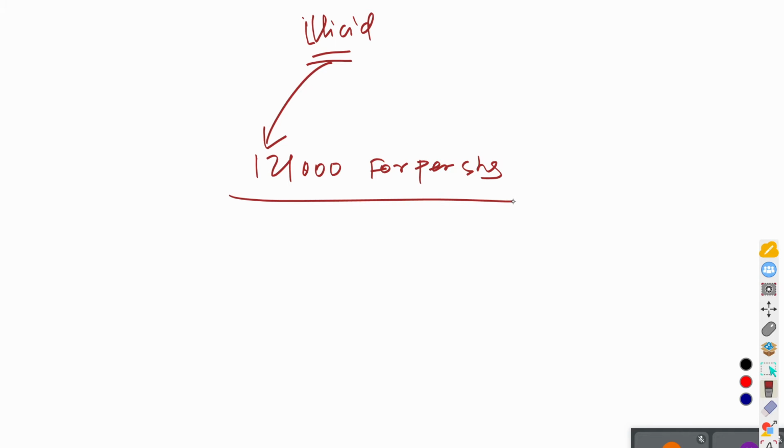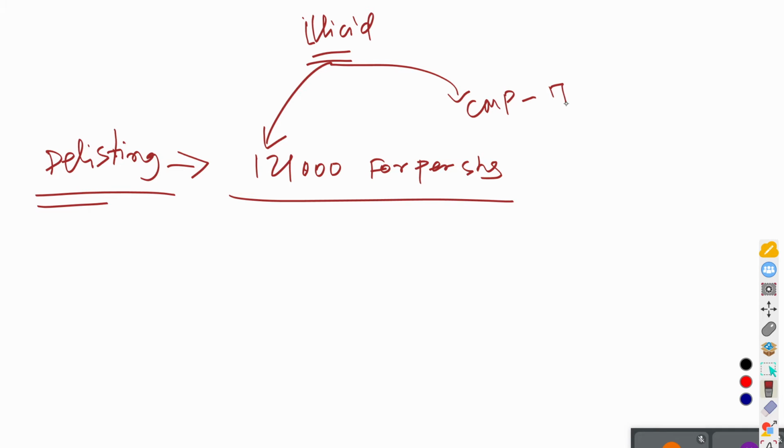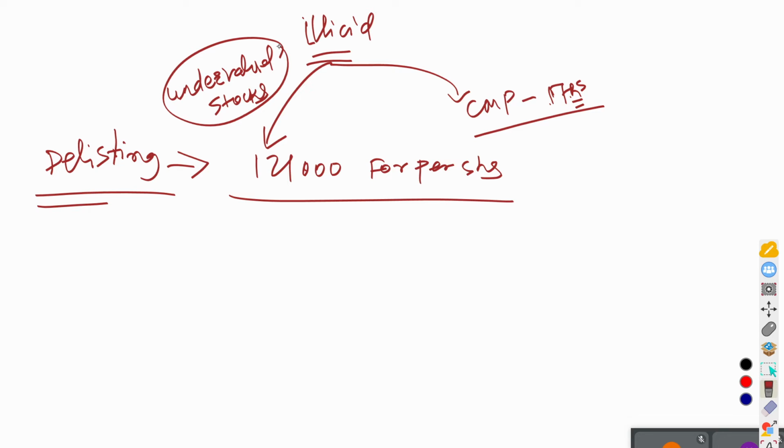But the shareholders are not ready with the delisting. Why are they not ready? Because if you see, the market price is 17 rupees, or 2 rupees, something like that. So basically, Illicit was one of the undervalued stocks.